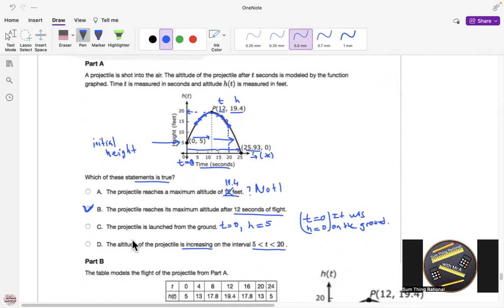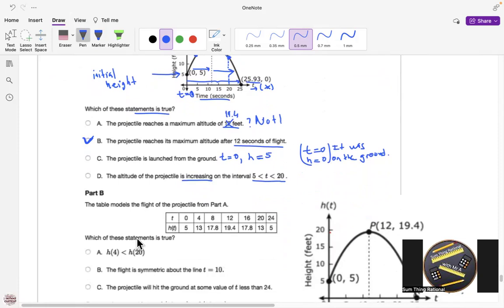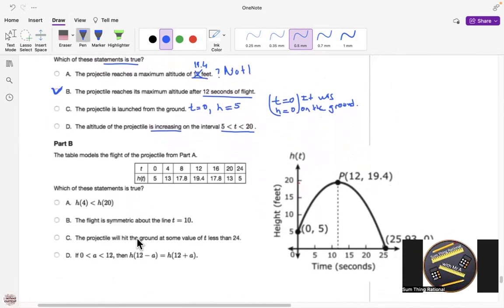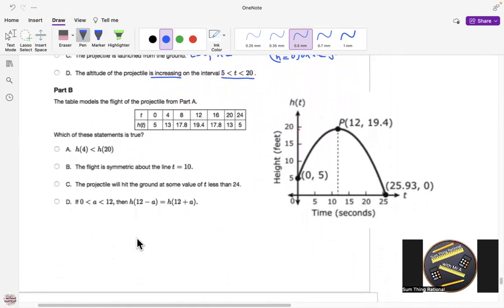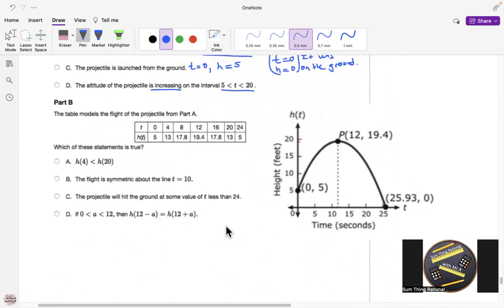This question also has a part B. Let me scroll down a little bit. Here is part B; I put the same graph here to see the graph again. Here they model it with a table, and this table definitely belongs to this graph. As we see, at t equals 0 the height is 5. At 4, it is 13, somewhere here. At 8, it is 17.8, somewhere here. At 12, it is 19.4, which is the maximum height already given.